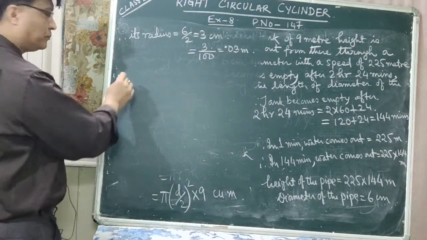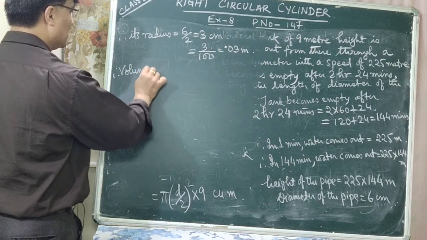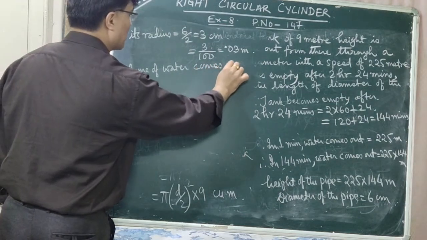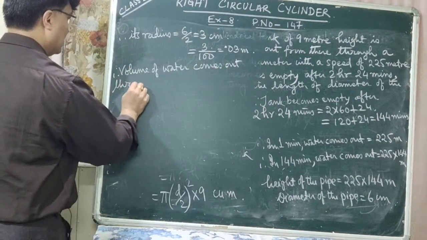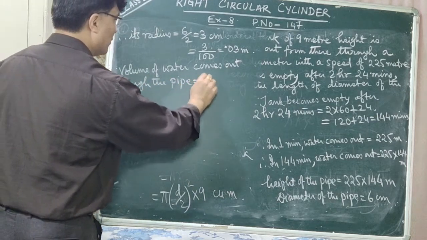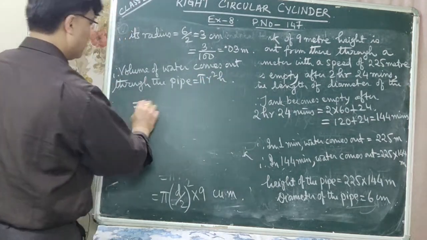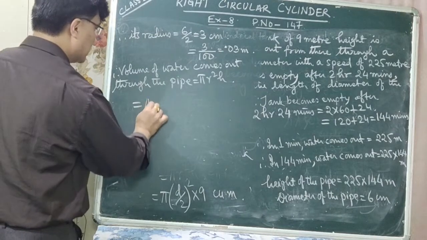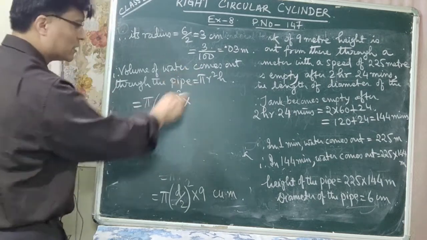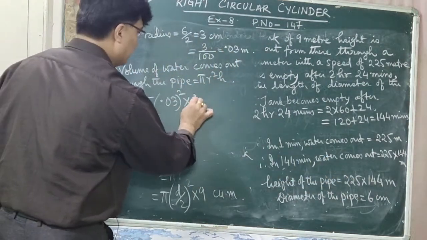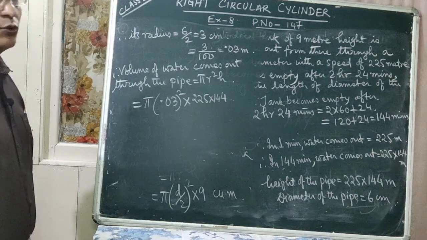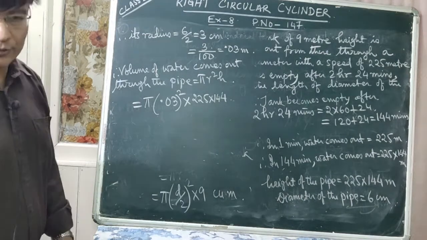So therefore volume of water comes out through the pipe is equal to, what is the formula? It is pi r square h. Right? So pi, keep it as it is. What is the radius? 0.03 whole square into, what is the height? It is 225 into 144. So I think you have understood it.